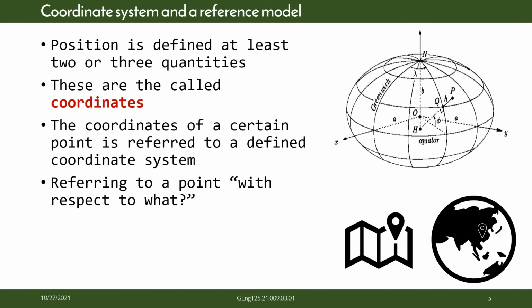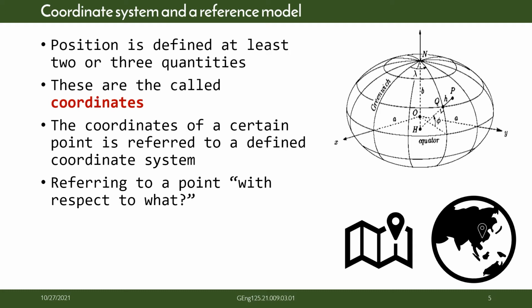So position is defined by at least two or three quantities. So let's say two or three: in our Cartesian system, we have x and y, or in surveying, we have northing and easting. In geodesy, there are several coordinate systems being used from which the position of a point on the surface of the Earth is referred. Since we have these quantities, they are called coordinates.